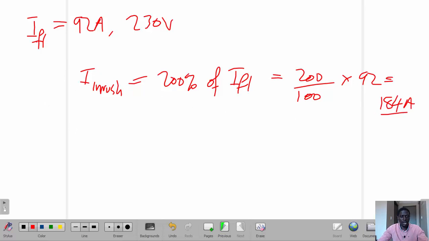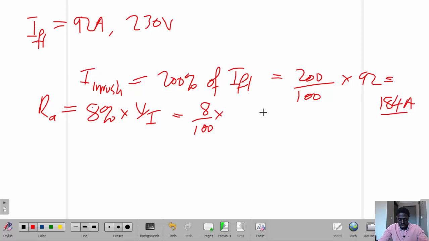And then we also know that our armature resistance has been given as 8% of the volt-ampere relationship, or voltage over current. That implies we've got 8 over 100 multiplied by the voltage, which is 230, over the current, which is 92. So we're using the full load current in this case to get the armature resistance, and the armature resistance will be 0.2 ohms.